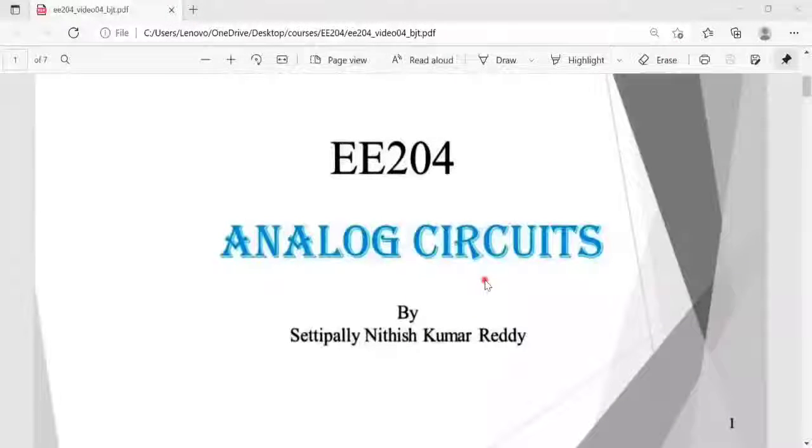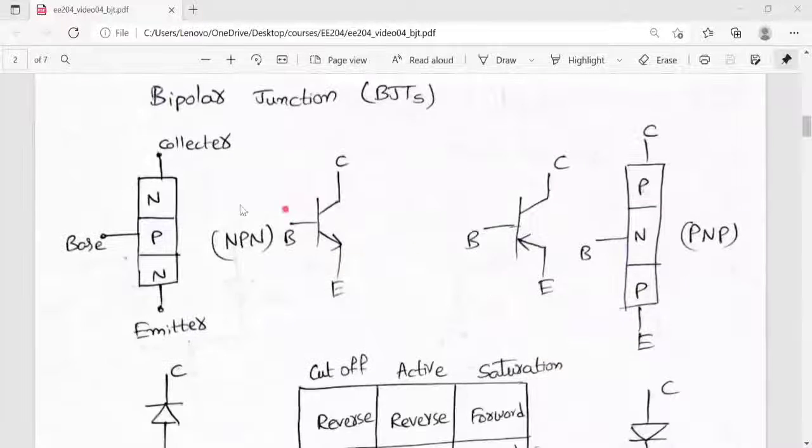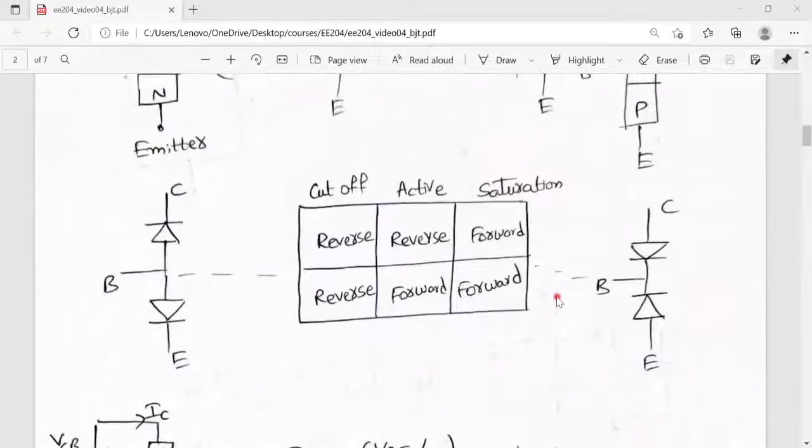Hi, in this video we are going to discuss BJT, bipolar junction transistors. A BJT contains a sandwich of N and P regions. In the middle we will see P. This is known as a PNP or NPN transistor. This is a PNP transistor. We can view this transistor like this with two diodes.